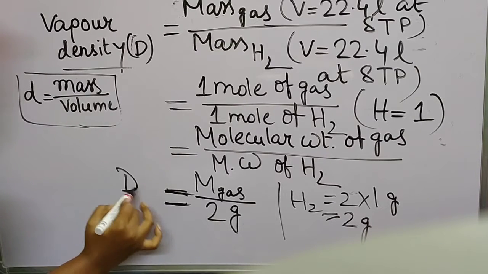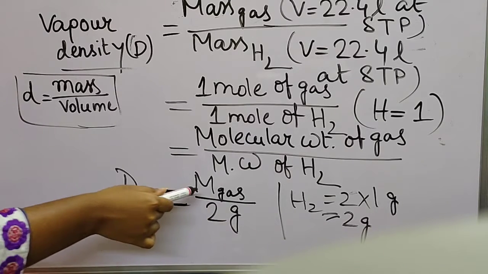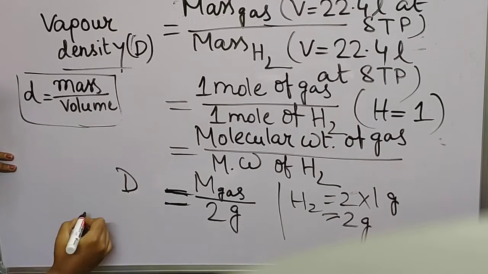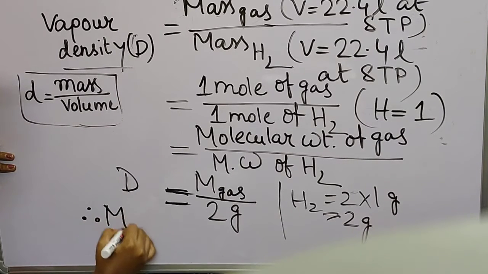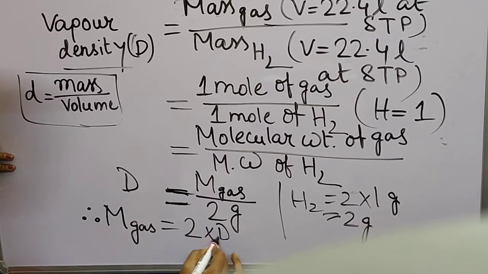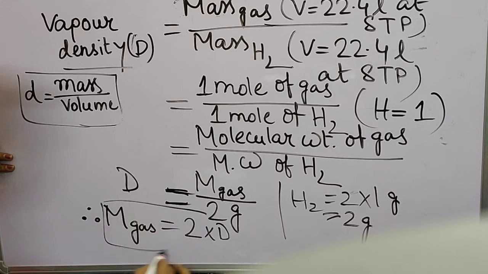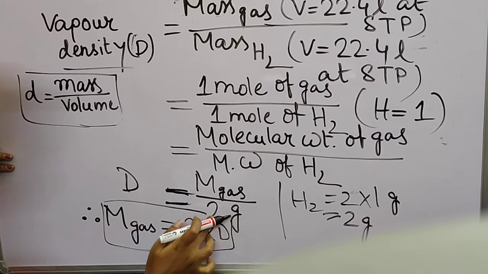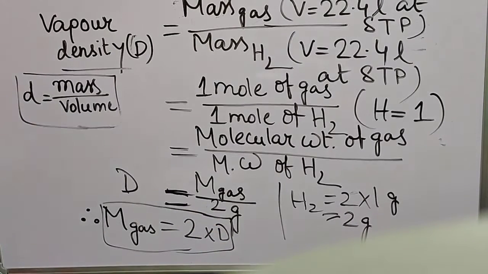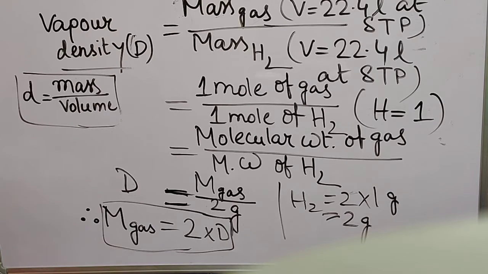So what equation are we getting here? Molecular weight of the gas divided by 2 is equal to D. So from this relation, molecular weight of any gas is equal to 2 into D. This is a very important equation, so don't forget to copy it in your notes. Molecular weight of gas is equal to 2 into D. You have to do this derivation in your copy. Okay, this one is completed.